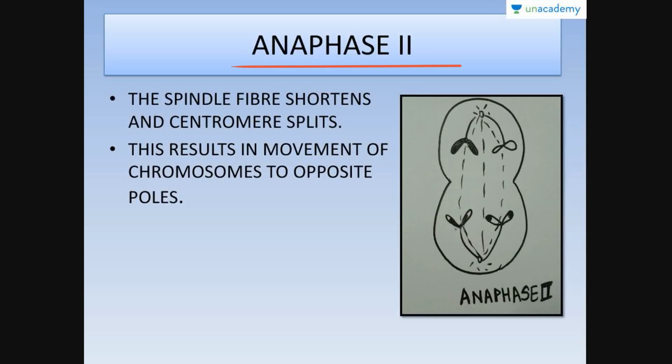Now here's an important point to note. In case of anaphase 1 of meiosis 1, the centromere splitting does not happen. But in case of anaphase 2 of meiosis 2, the centromere splits. And these are the two sister chromatids which have separated from each other. These are the two which have separated from each other. And the two separated sister chromatids move towards the opposite poles.